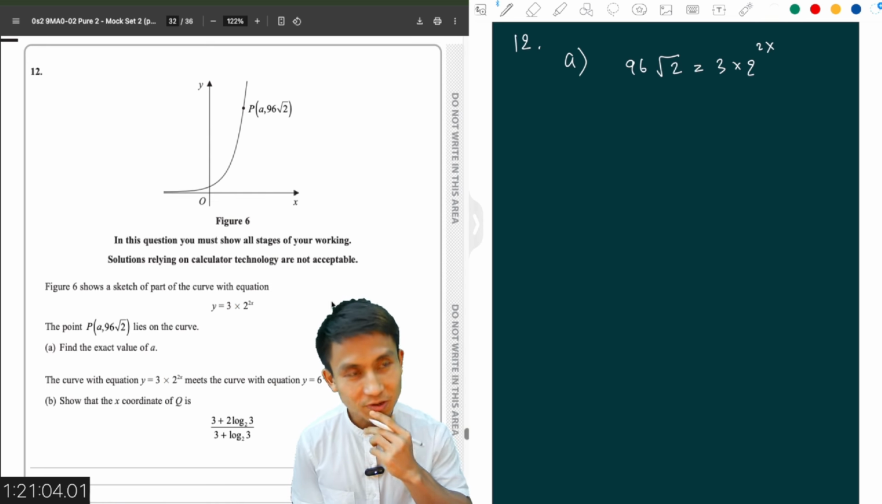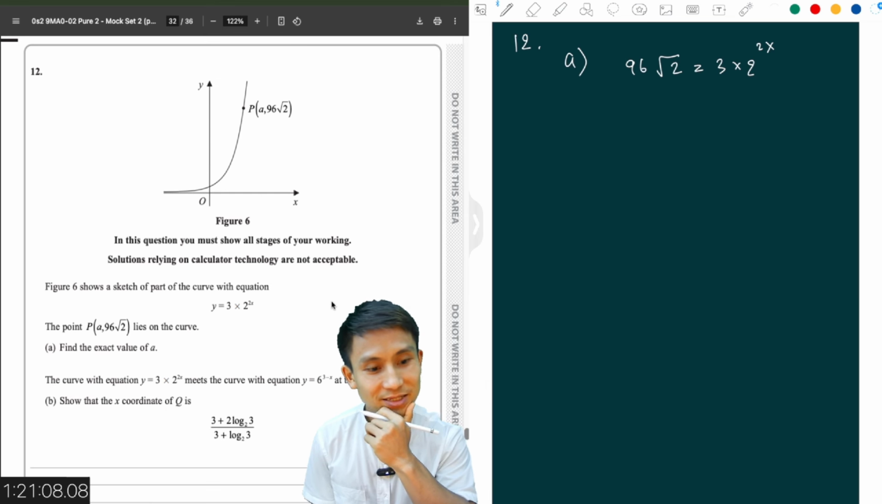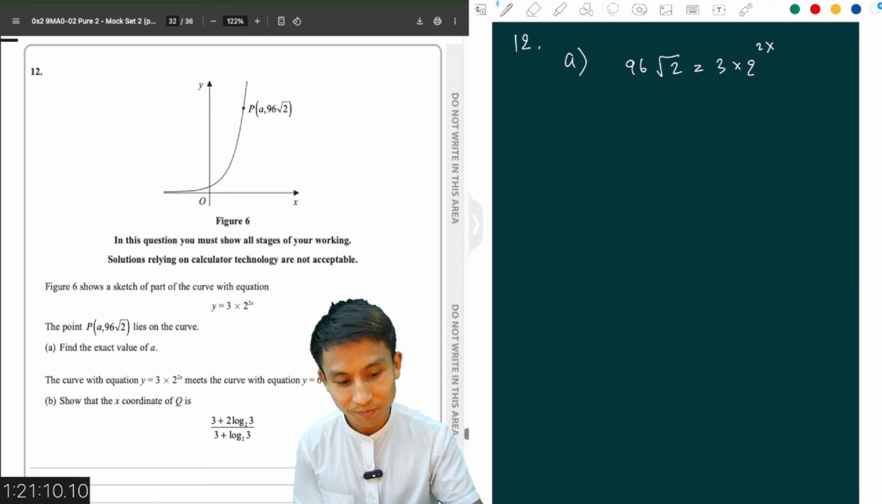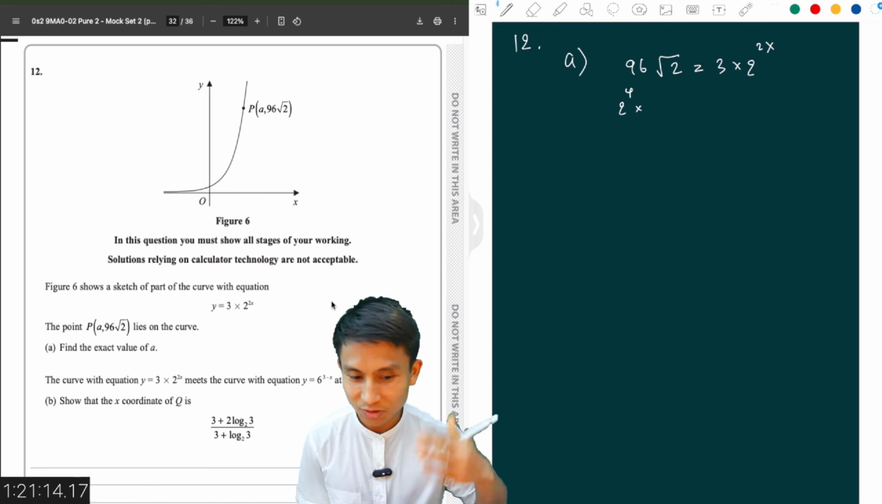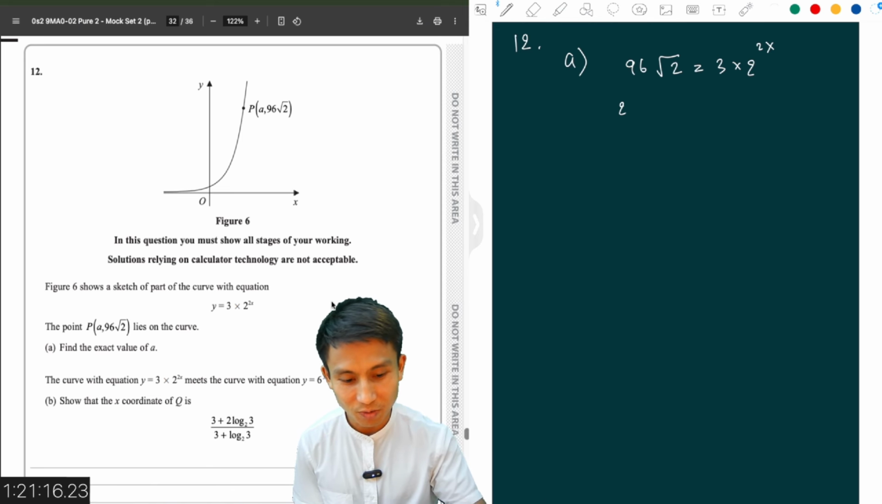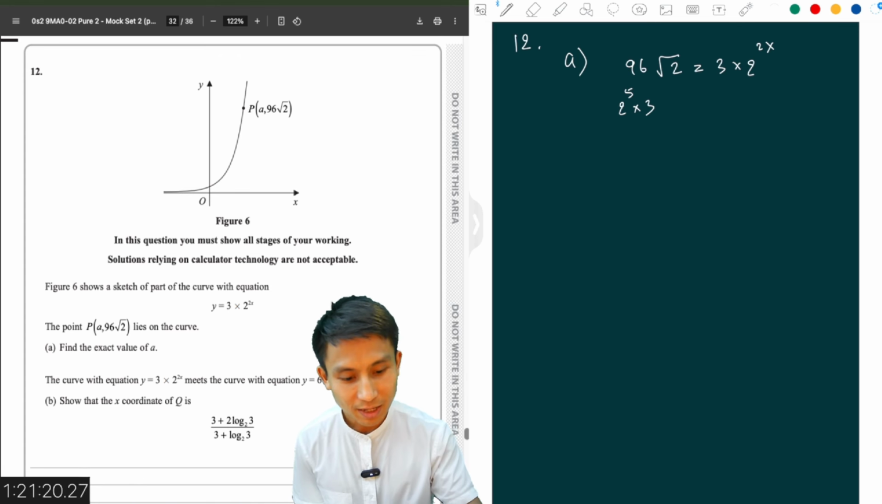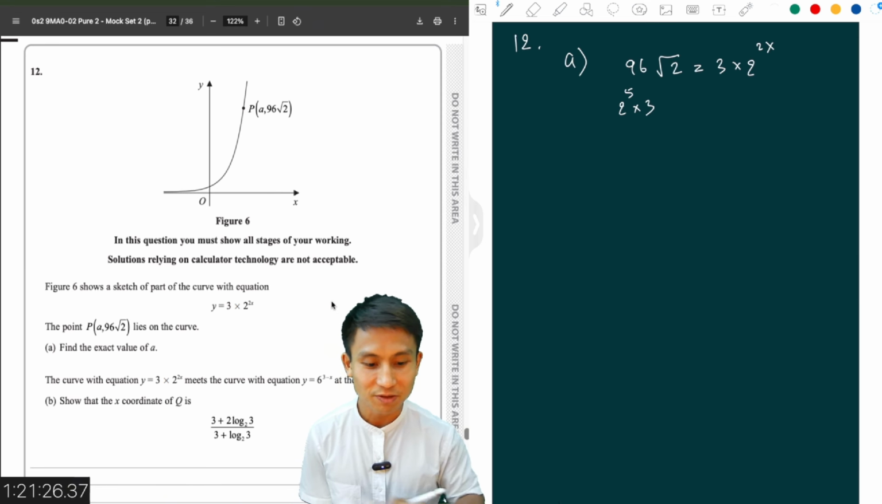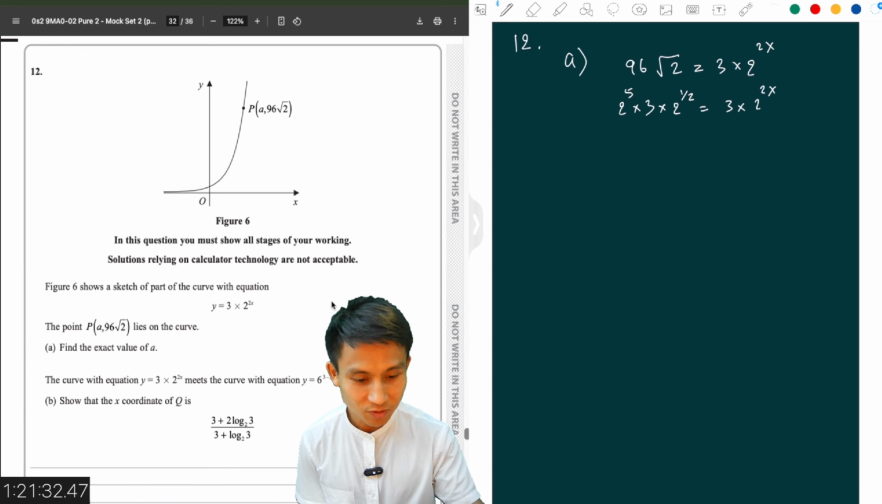96 is just 16 times 6, and 16 times 6 is 2 to the power of 4 times 6. 6 is 2 times 3, so that's 2 to the power of 5 times 3. We also have 2 to the power of a half here, so I'll write 2 to the power of half, and 3 times 2 to the power of 2x.